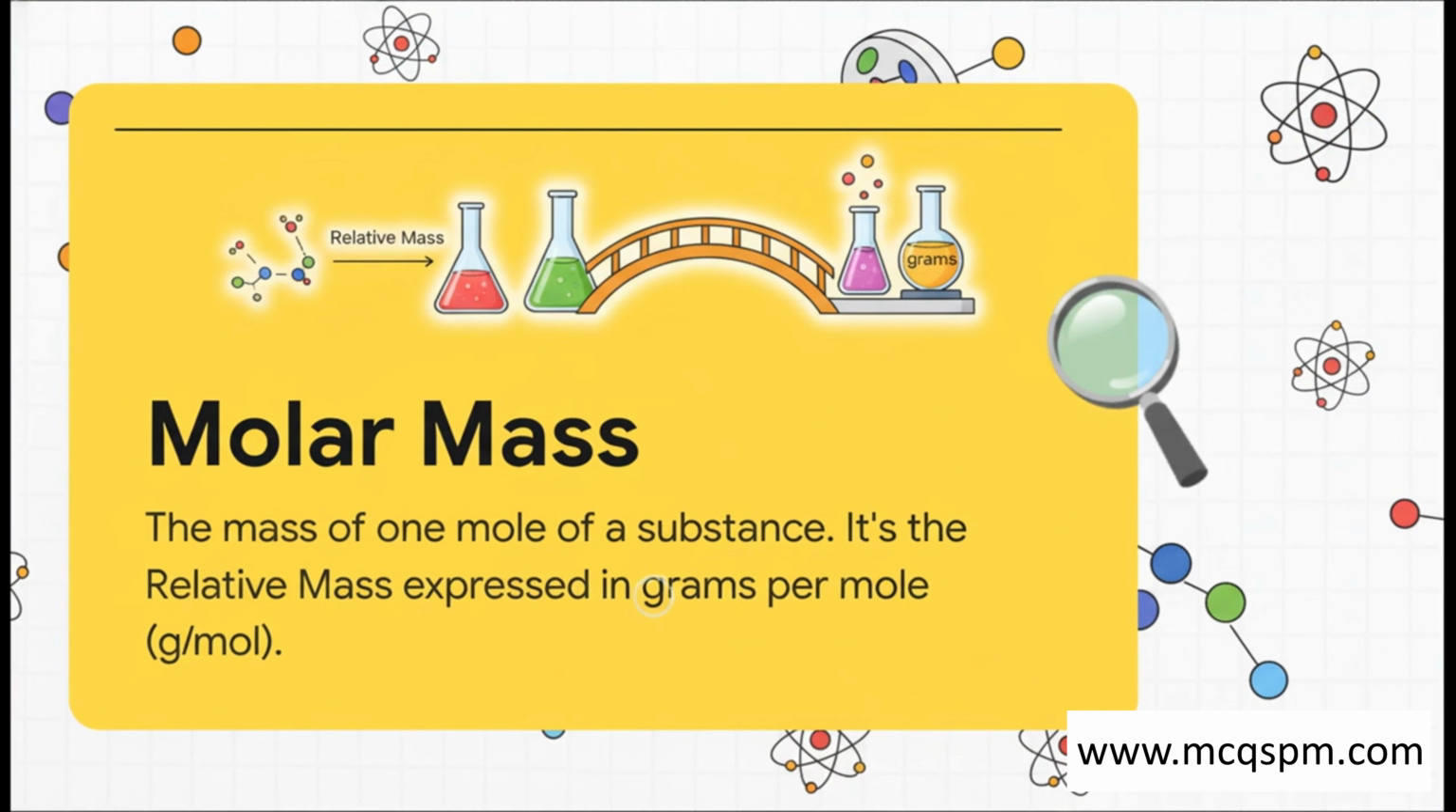Okay, so building on that idea, we get to molar mass. This is the one we're going to use all the time in our calculations. Now, here's the cool part. The number is exactly the same as the relative mass. The only difference? We slap on some real-world units, grams per mole. This is the magic bridge that connects that tiny invisible atomic world to the one in our lab, where we can actually weigh stuff on a scale.